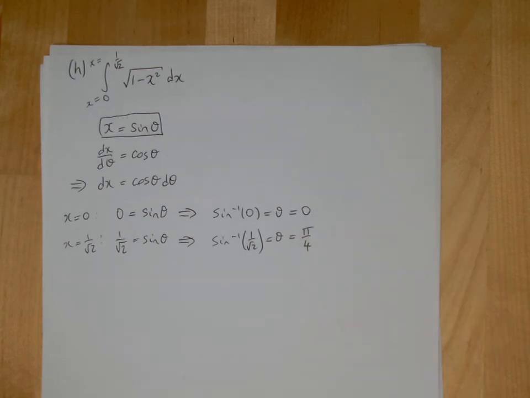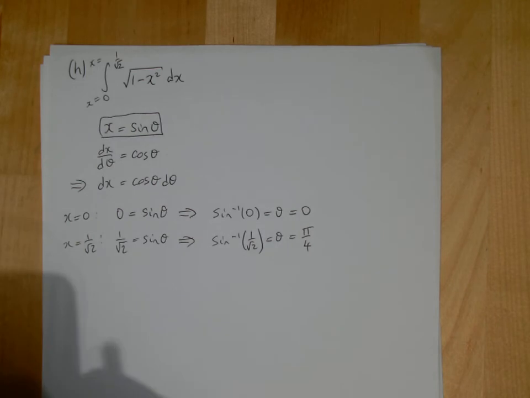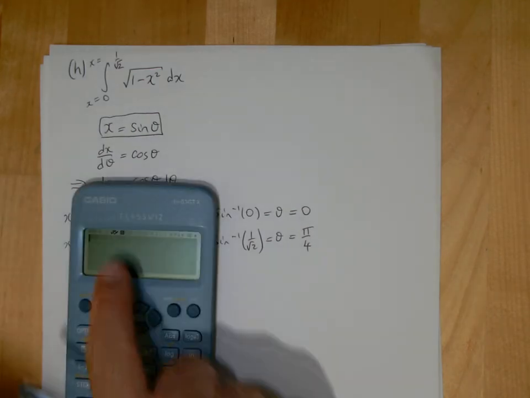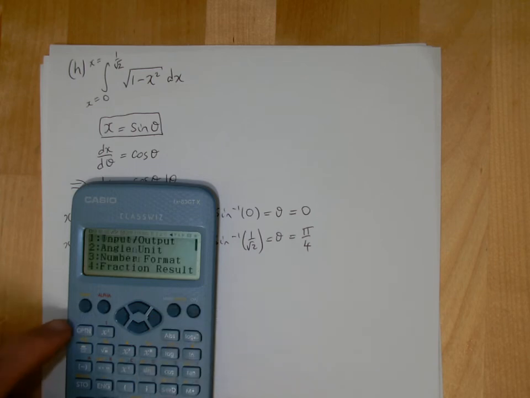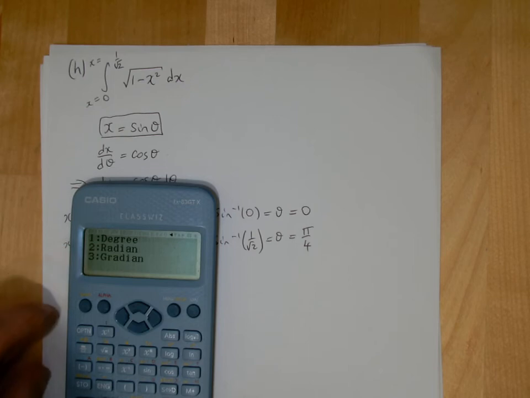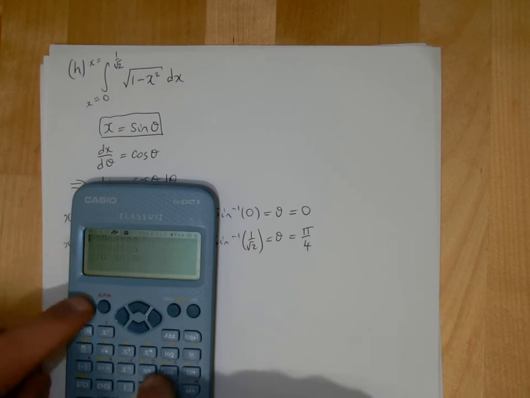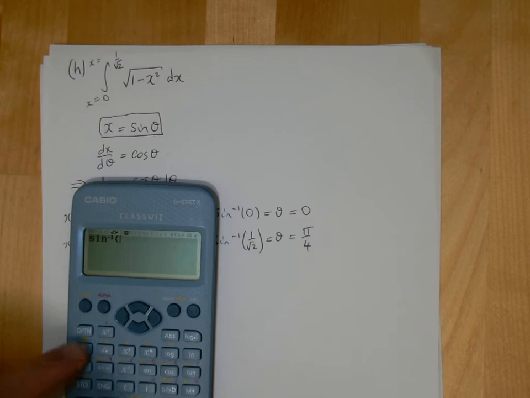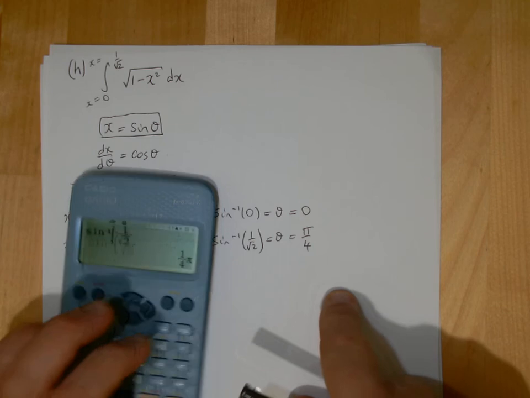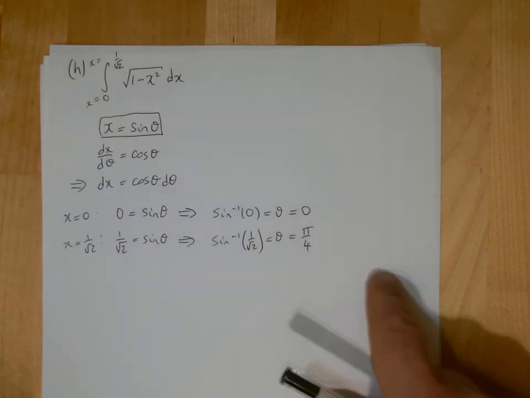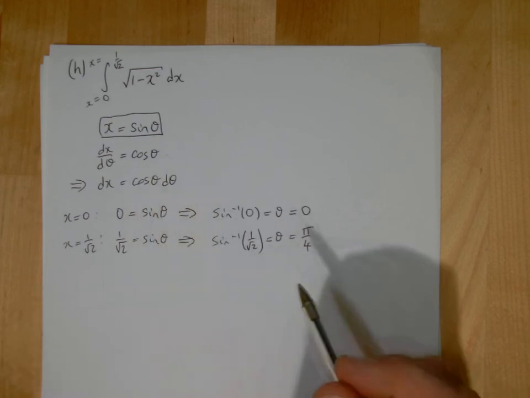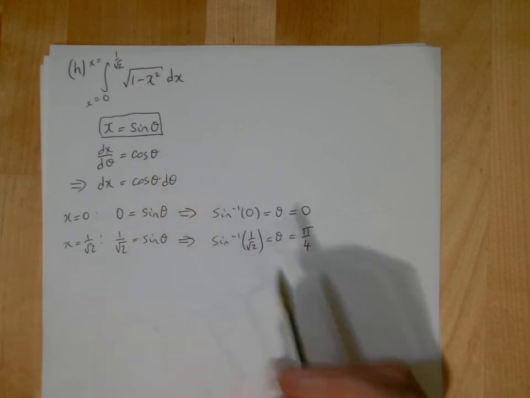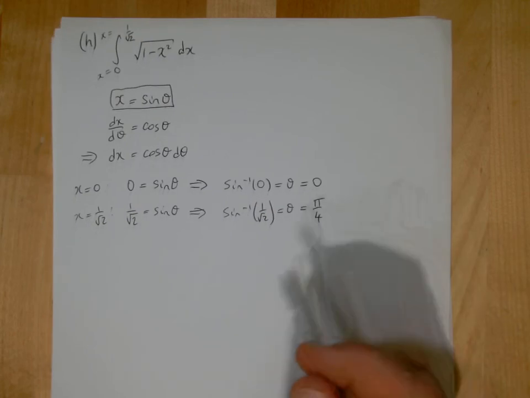Now I say pi over 4, because remember, it's got to be in radian mode. With my calculator here, I'm in degree mode, so I need to make sure I change that: shift, setup, angle unit, and press radian there. Then do shift sine of 1 over root 2, and it comes out as a quarter pi, or pi divided by 4. It's got to be in radian mode when you've got calculus, when you're integrating or differentiating, otherwise it won't work, the results are different when you use degrees.